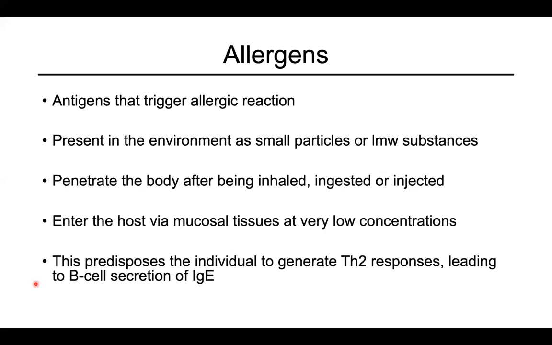Now, these allergens, first, they're small. They gain access into the host at low concentrations. So usually they should not induce a pro-inflammatory immune response. So it's thought that these are some of the factors that would explain why they will induce a T helper 2 instead of a T helper 1 type of response, okay?